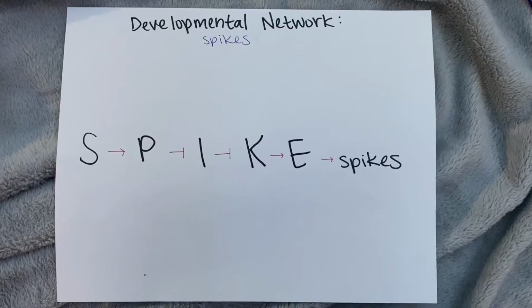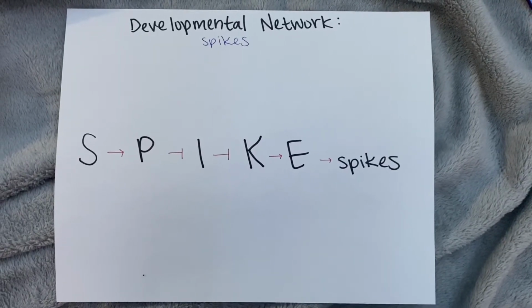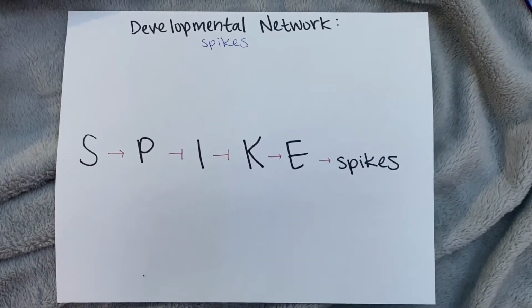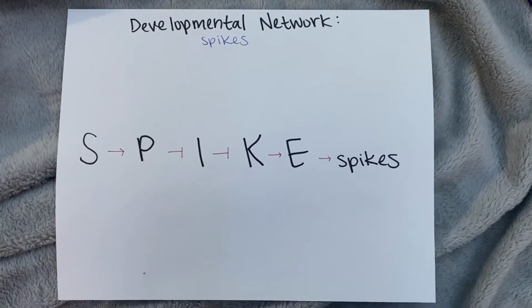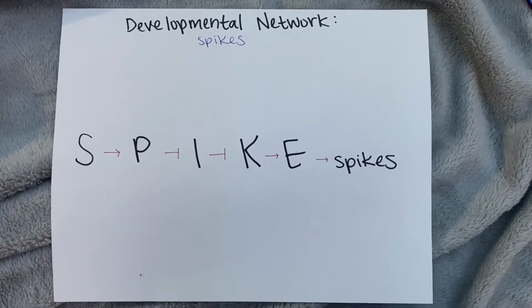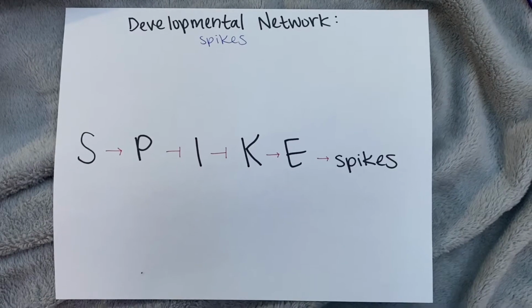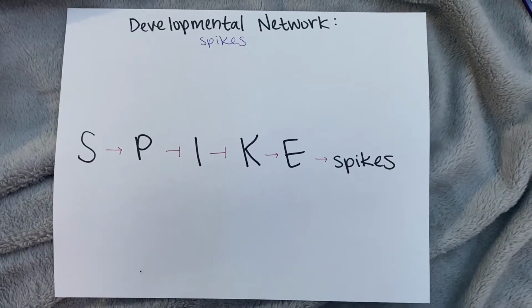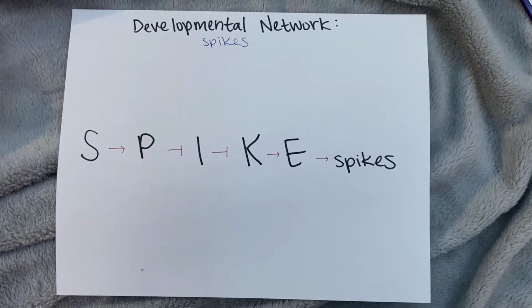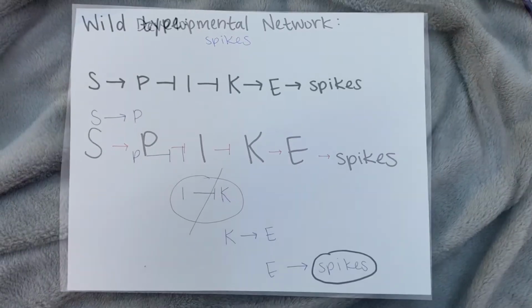This is a developmental network that determines whether or not spikes will be produced in a skin cell. The gene product S promotes the expression of P. P inhibits the expression of I. I inhibits the expression of K. K promotes the expression of E, and E promotes the expression of spikes.